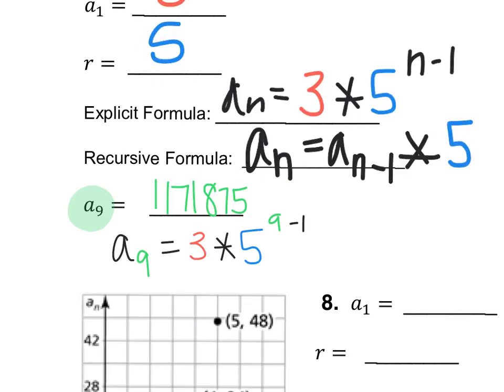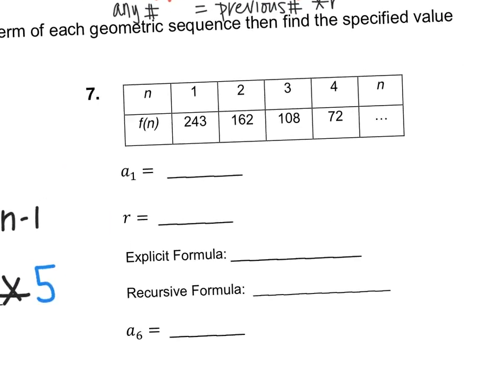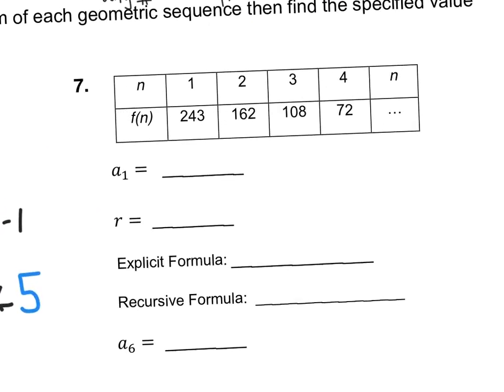Good, bad, ugly, okay? It's not terrible. I don't think it's terrible because they're just plugging in stuff. Okay, look at problem 7. Same information. They just gave you a table instead of a list of numbers. So what's A1 in this table? 243.